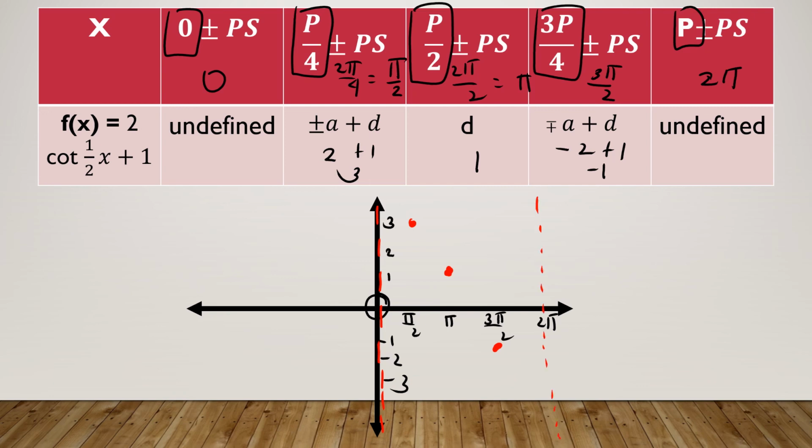After that, we're going to connect the points and graph the given function by drawing smooth curves, and again, the graph should not touch the asymptote. So it will be this one, this one, and this one. So therefore, that is now the graph of the given trigonometric function f of x is equal to 2 cotangent 1 over 2x plus 1.